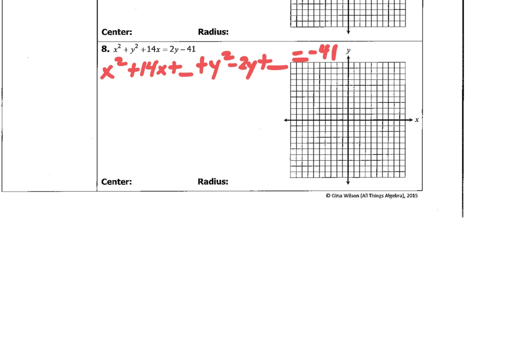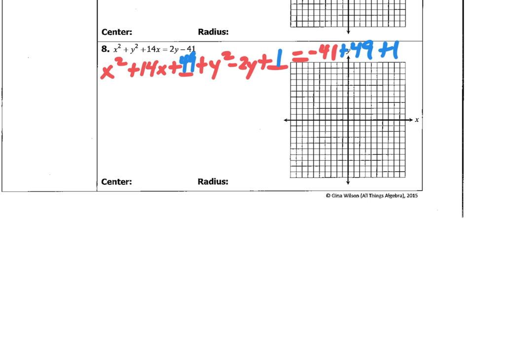You can write it out if you want to, but remember we're going to take 14 divided by 2, which is 7, and then we're going to square 7, which would become 49. And what I always like to do is go ahead and add it to the other side, so I don't forget. If you add it to the left, you've got to add it to the right. Okay, we're going to do the same thing here. Negative 2 divided by 2 would be negative 1. When I square negative 1, I get 1. So we've got to add 1 to the other side as well.